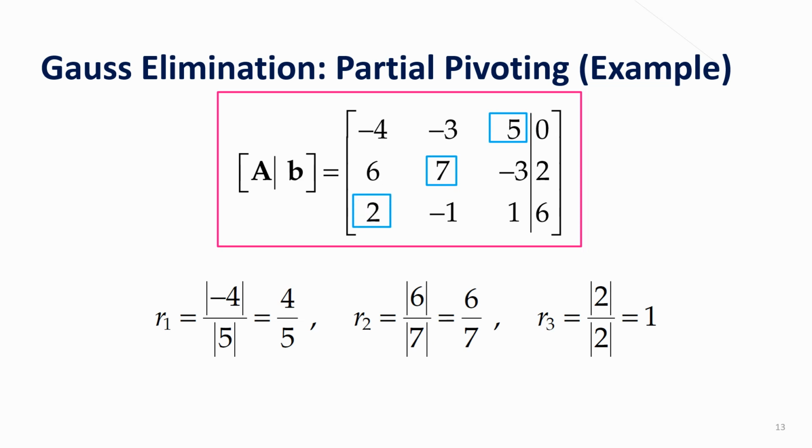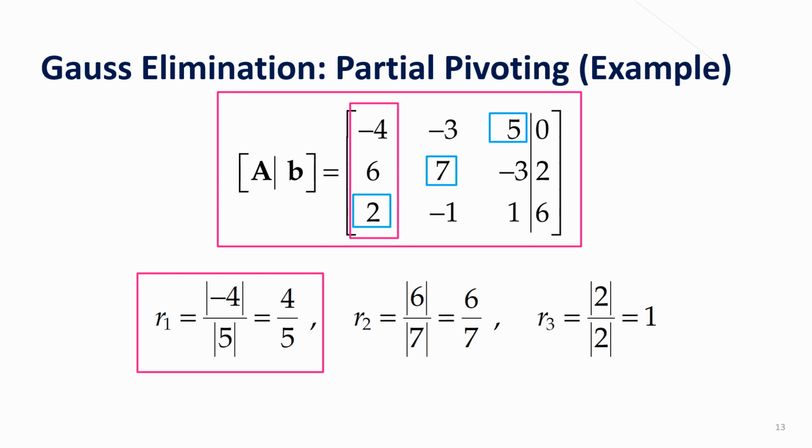And then we are going to work on the first column here. So you will find the value of R1 is the value of A11, minus 4, divided by the value of their M, 5 here. And then 6 here for row 2, 6 divided by 7, all in the absolute value. And then the last one, row 3, is 2 divided by 2.